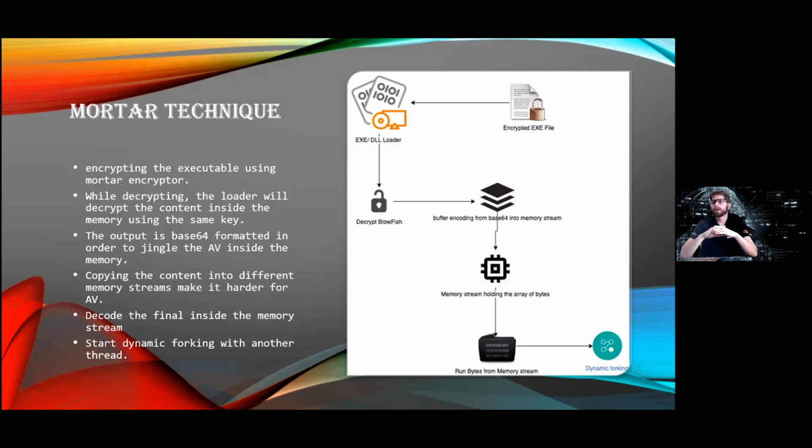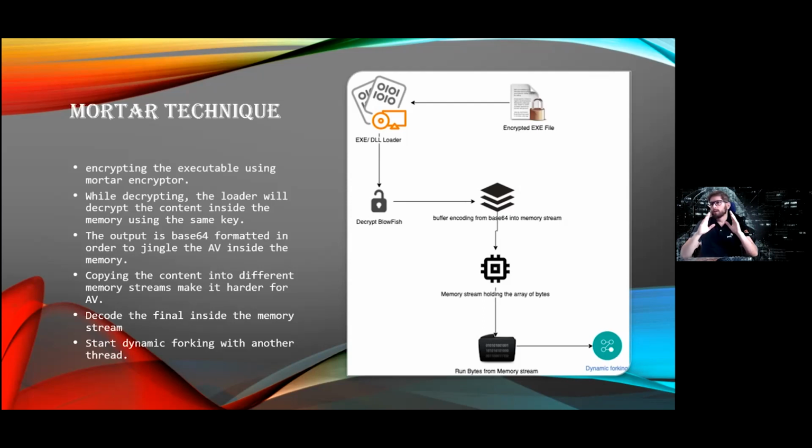And then after that, decode the final inside the memory. I'm not writing anything to the disk. So it's all inside the memory. That's what makes it so good. I'm not touching the disk at all. So decoding the final inside the memory stream, and then from there, you can start the dynamic forking.